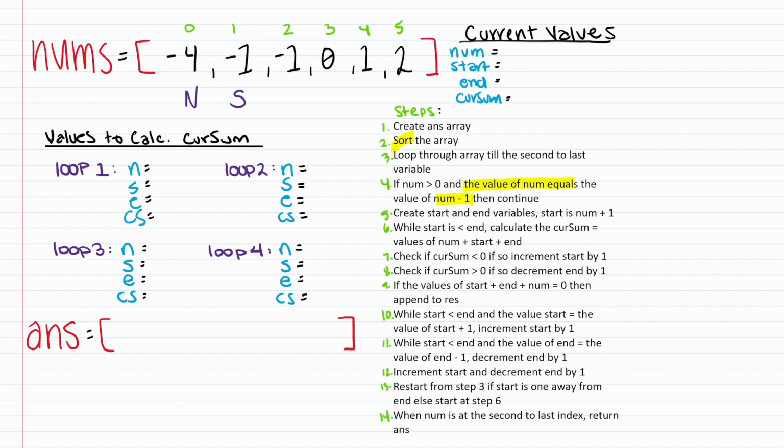And as of now, our values are -4, -1, and then end is going to be at the end of the array, and that's going to be 2. And that's where we're starting.